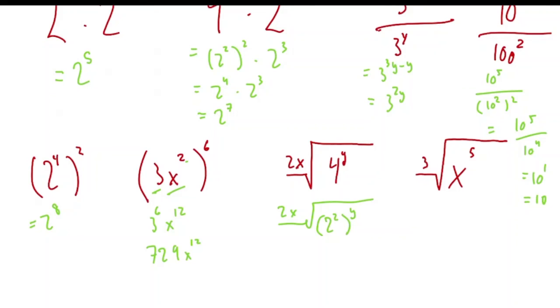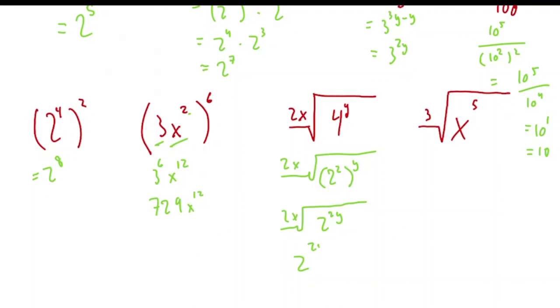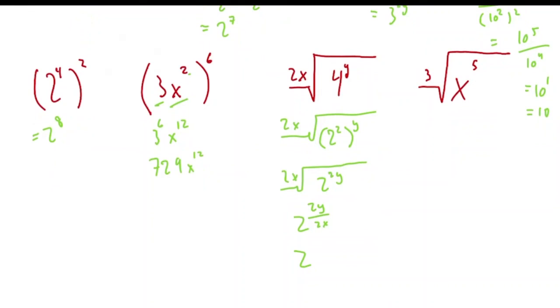Now, using the multiplying exponent rules, we can multiply the 2 and y, so we'll get 2 to the power of 2y, right? Now we can use the dividing exponents, and remember that the inside of the root is the numerator and the outside is the denominator. So we're going to get 2 to the 2y over 2x. But remember, this can be simplified into 2 to the power of y over x, and that would be our answer.